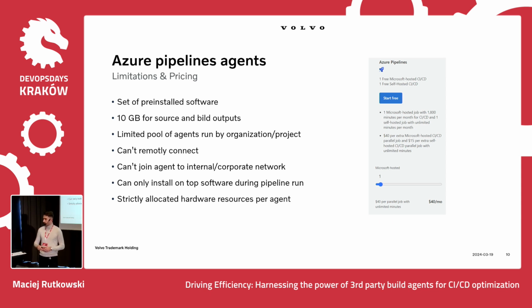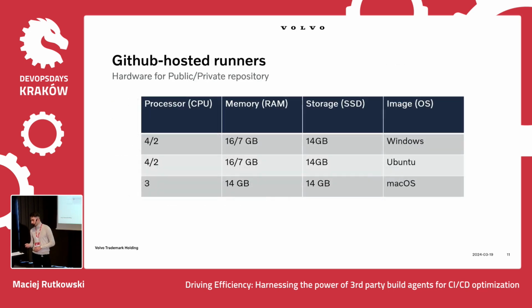Another limitation that we already covered is this hardware thing. So we have 10 gigabytes for source and build outputs that might not be suitable for every big solution. And also the networking limitation. Can't remotely connect to our agent and can't join the agent to an internal corporate network. It depends on the environment you're working with and the project. You might have some issues here as well. When it comes to pricing, it's $40 a month for one self-hosted agent. So that is pretty clear.